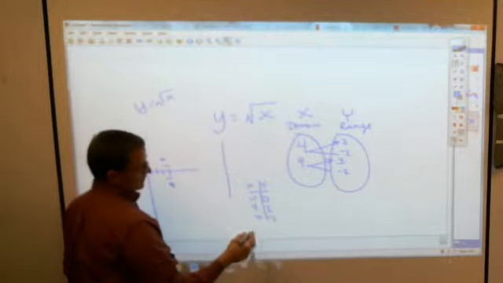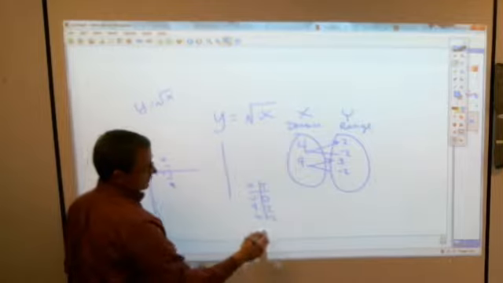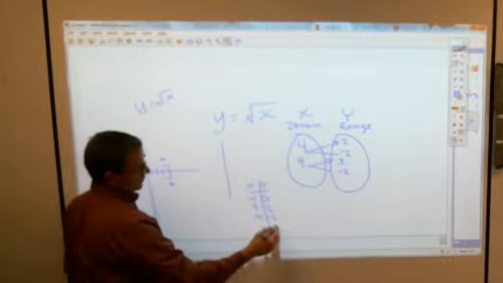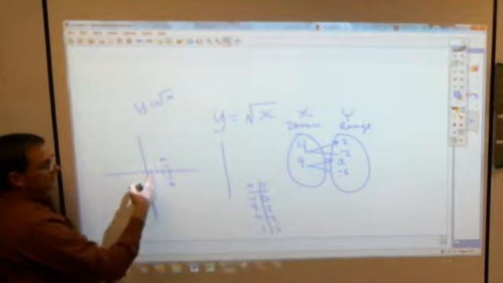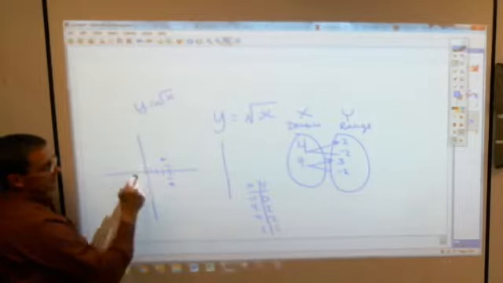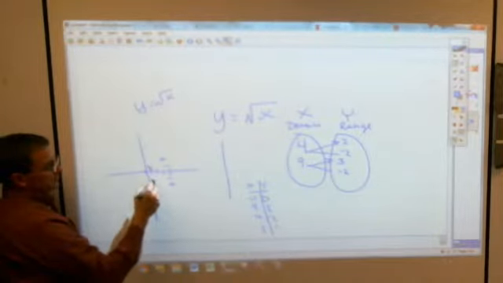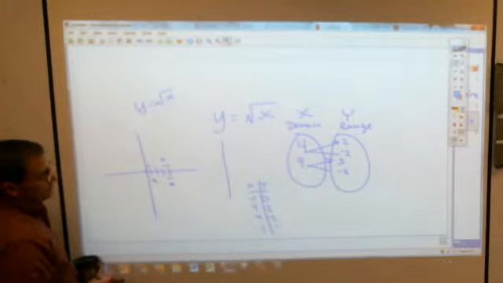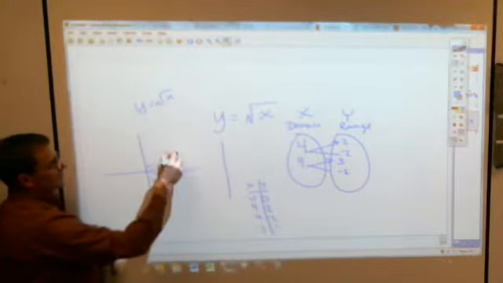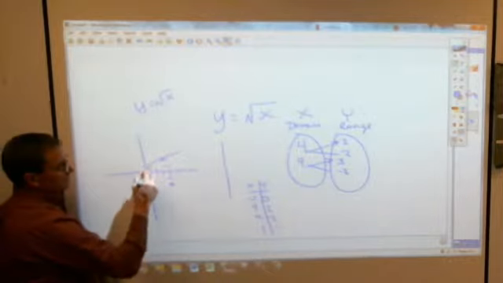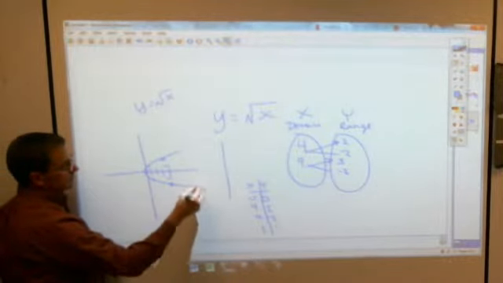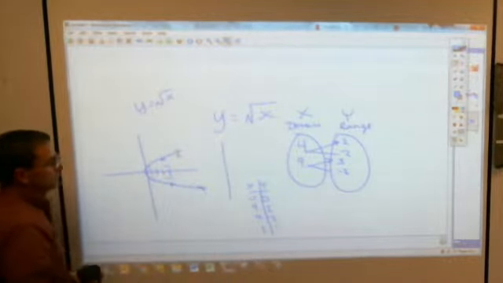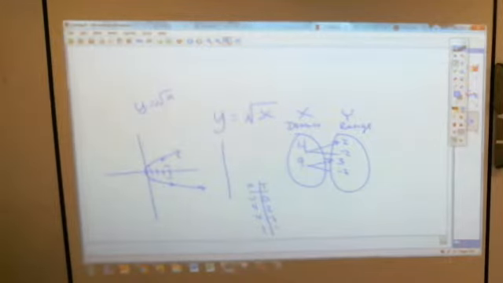If x is, what's my next one? 9. I guess I should have done 1. If x is 1, it's what? 1 and negative 1. Here's x is 1. y is 1. y is negative 1. Right? Yes. So if you're actually graphing that, it's going to do something like this. Got that? Yes.